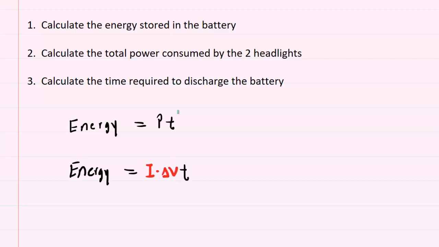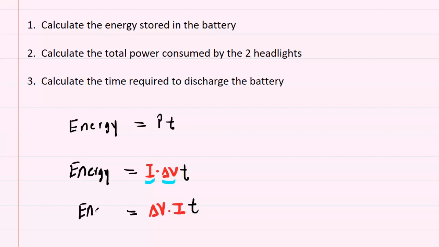Now again, based on the given information, it actually turns out to be useful to take the current and the potential difference and to essentially switch their positions. So when you multiply two quantities, the order in which you multiply them doesn't matter. So what we're saying here is let's actually write this as delta V times I. And then we have the time here as well.